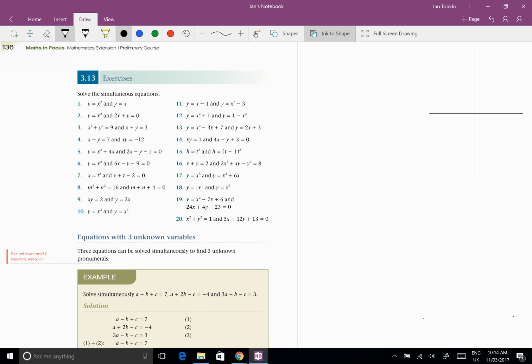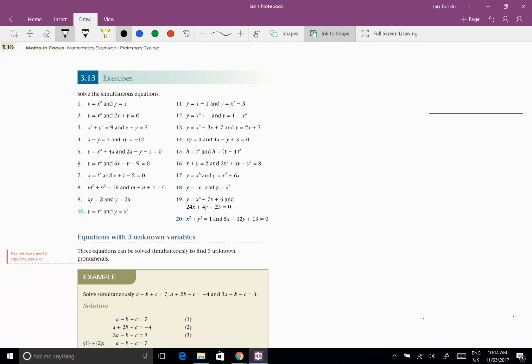Righto. I'm just about to make a recording of some of the work that we've done this week. This is my first go at this. This is some of the questions from exercise 3.13. It's solving simultaneous equations, but they're non-linear.